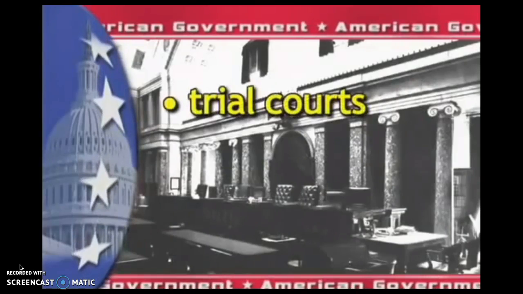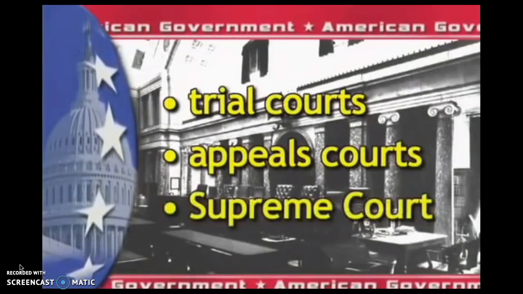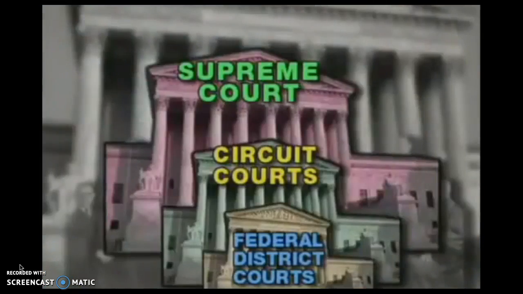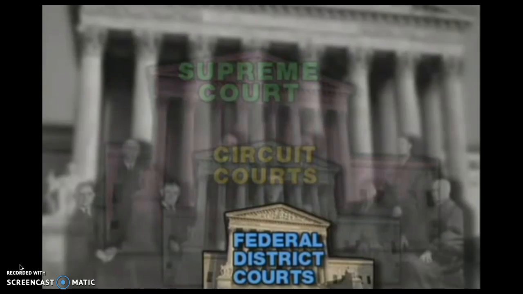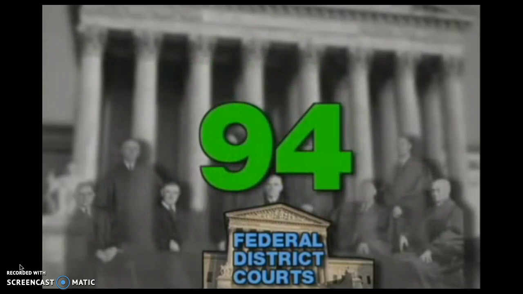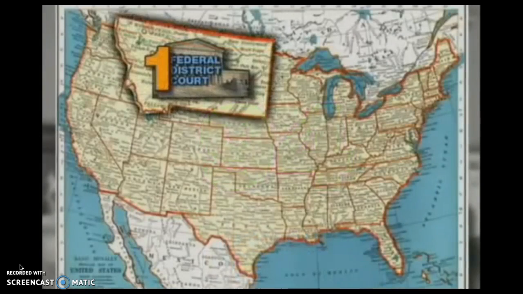They are the trial courts, the appeals courts, and the Supreme Court. Let's see how each of these courts fit together to form the big judicial system. The federal district courts are the lowest level courts on the federal tier. There are over 94 federal district courts in the country and at least one in each state.